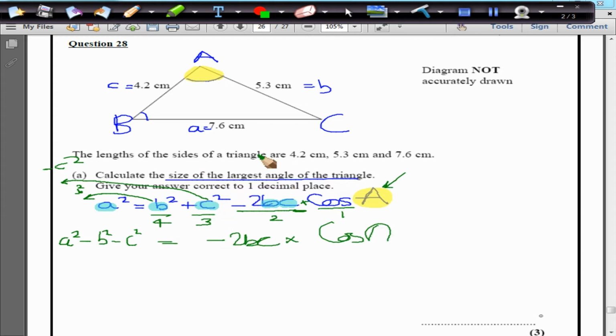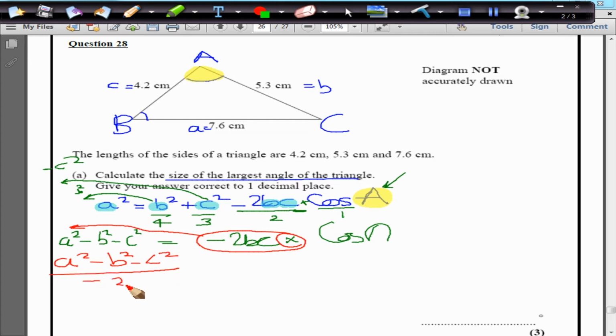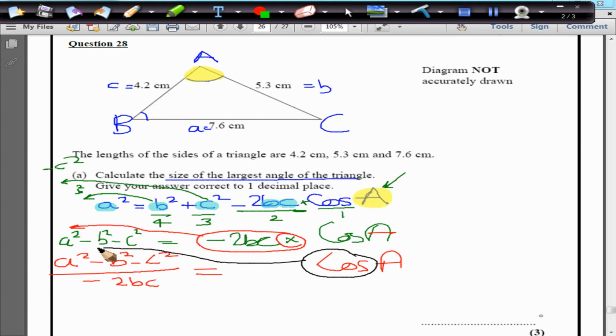What do we move next now? What's next to be moved, folks? The opposite of times by minus 2bc is divide by minus 2bc. So the next line is going to be a squared minus b squared minus c squared divided by minus 2bc. That will give you cos of a. Now, one last thing to move. The cos. Take it over here. What's the opposite of cos? Cos inverse.